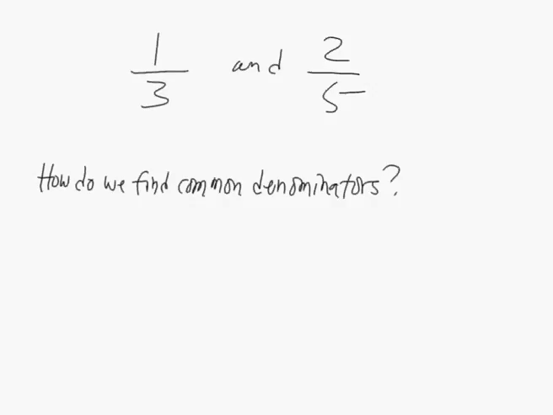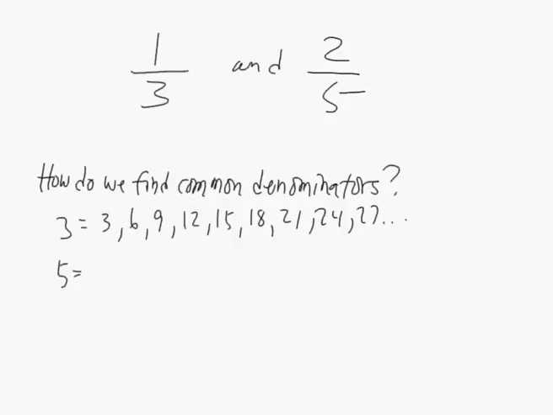Okay, so the first thing we have here is two fractions: 1/3 and 2/5. And the question is, how do we find common denominators for these? The answer is, we have to find all of the multiples of each number, and find out which ones they share. So if I was to write all of the multiples of 3, I would write 3, 6, 9, and so on up to 24 and 27. I can go on forever if I wanted to, but I'm going to stop there.